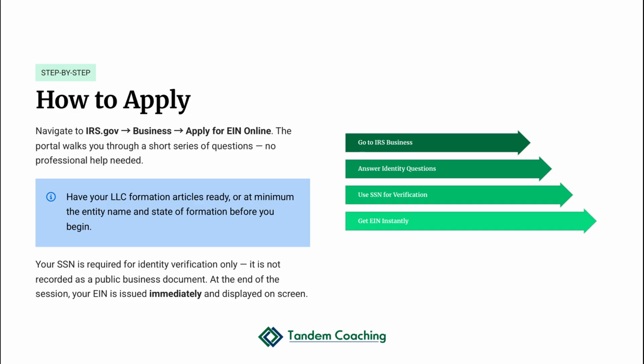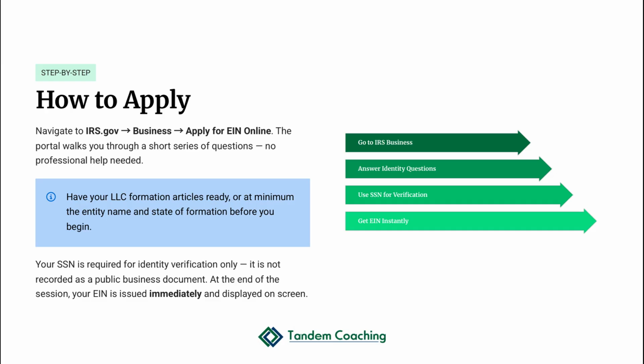The application path is short enough to walk through in a sentence. Go to irs.gov, click the business menu, find Apply for EIN online, have your LLC formation articles open in another tab, or at least know the entity name and state of formation. Answer a series of questions about entity type, state, responsible party, and intended use. Your SSN is required for identity verification of the responsible party. That's an internal IRS record, not a public one.